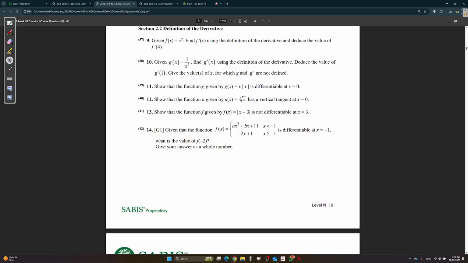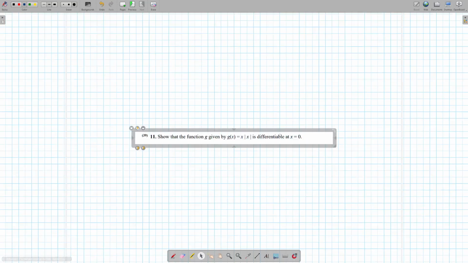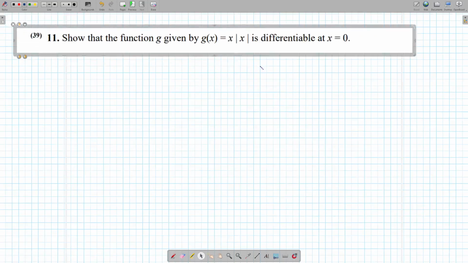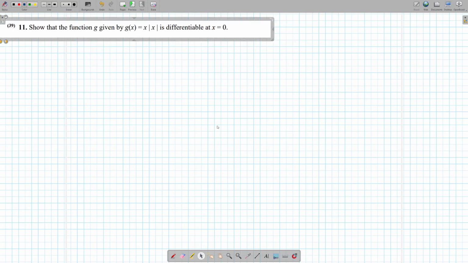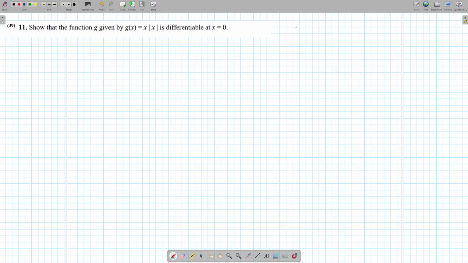Alright, now here, show that the function is differentiable. You're definitely going to get a question like one of these. Okay, I think it's going to be something like this. 14, I don't know, I feel like it's going to come in the written. But anyways, 11. Show that the function is differentiable at x equals 0. To show that a function is differentiable at x equals 0, two conditions must be met. Okay, and they're very strict conditions. The first condition, it must be continuous.